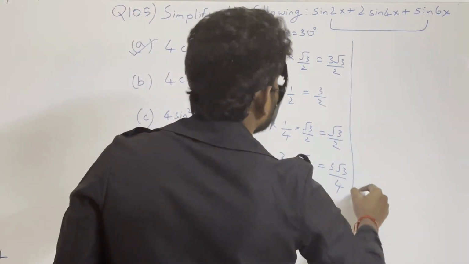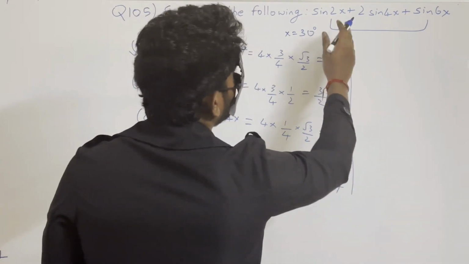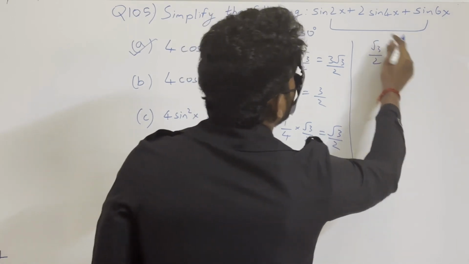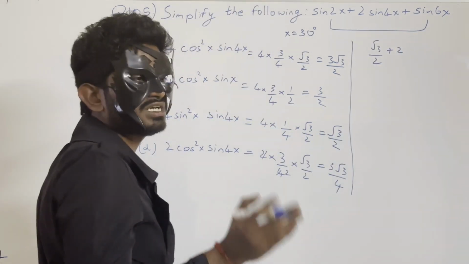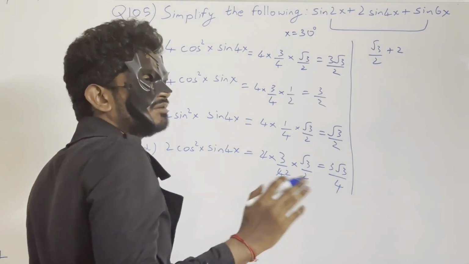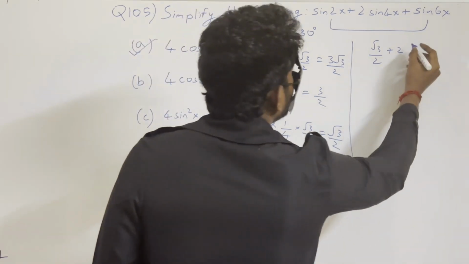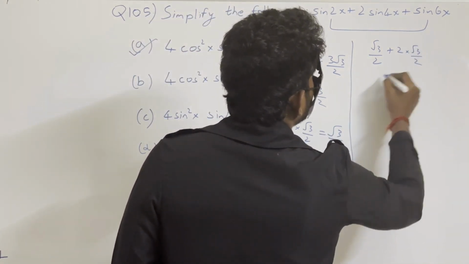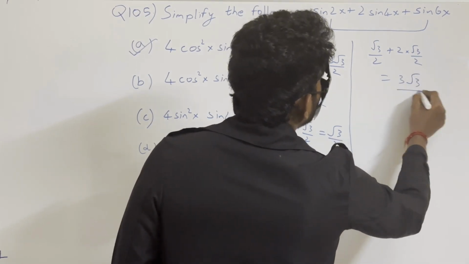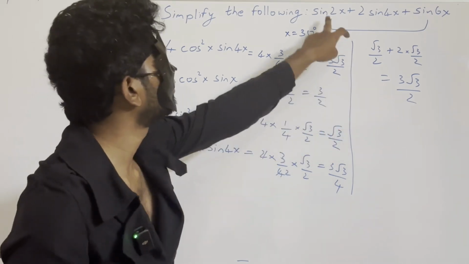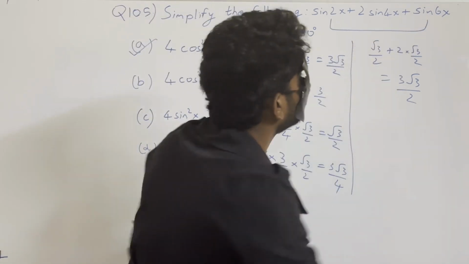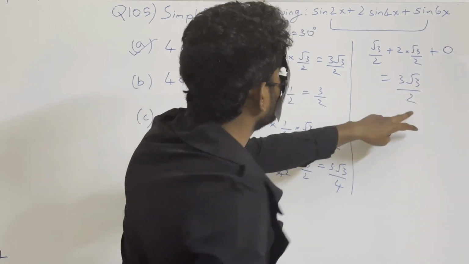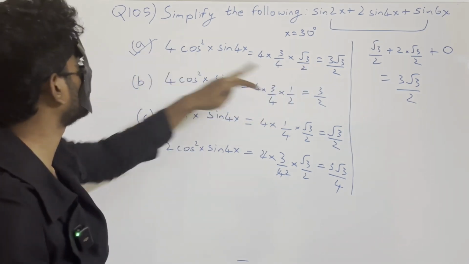In the question it's sin 2x. Sin 2x is nothing but sin 60. Sin 60 is root 3 by 2, plus 2 into sin 120. Sin 120 is sin of 180 minus 60, which is equal to sin 60. So 2 into root 3 by 2 is equal to 3 root 3 by 2. And sin 180 is nothing but 0. So this value matches with option A.